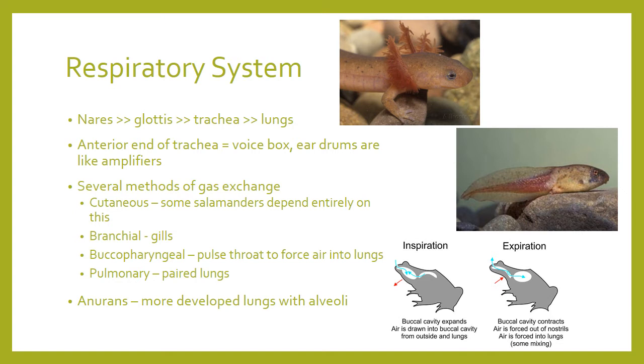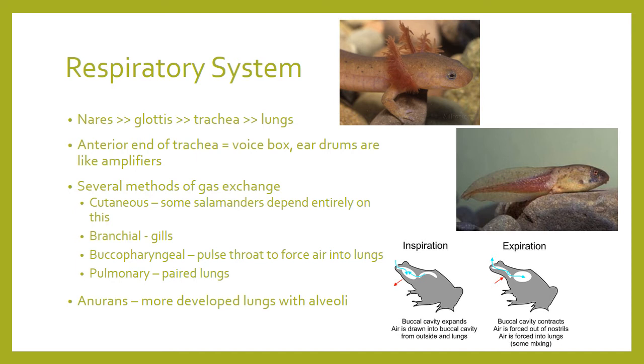There's some species that use gills. Many species use gills for part of their life, for the aquatic stage of their life. They'll use gills, and this shows the external gills on a salamander. Then many amphibians use a combination of these two at the end, where they're breathing through their lungs, but they need this buccopharyngeal inhalation and exhalation to get the air to their lungs.